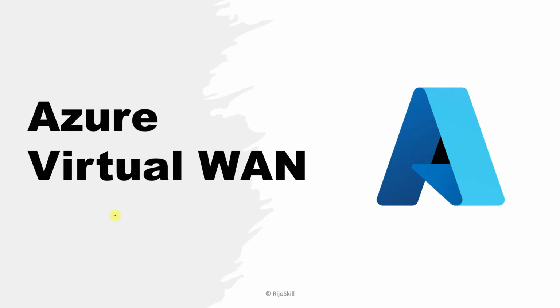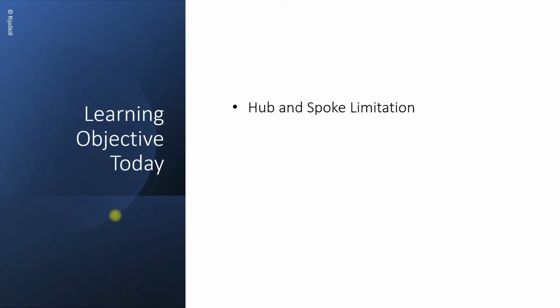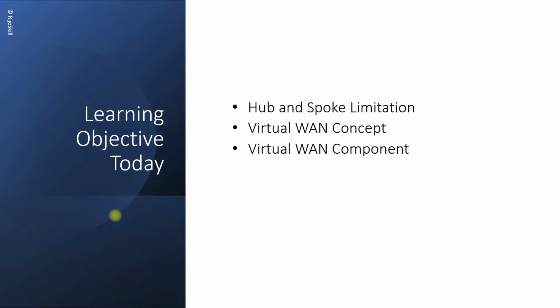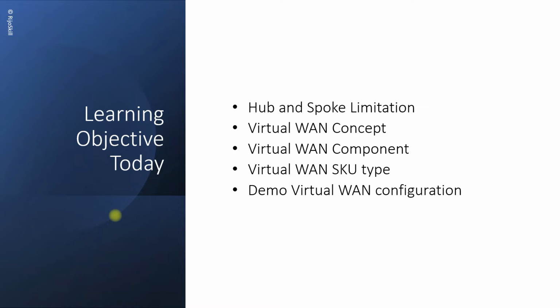So what is the learning objective we are planning to discuss today? Hub and spoke limitations, Virtual WAN concept, Virtual WAN components, Virtual WAN SKU types, and a demo of how we can create the Virtual WAN configuration in the Azure portal. So we will go to our learning objective.